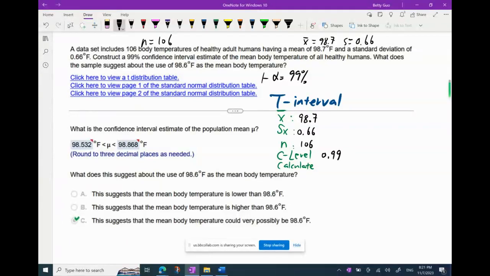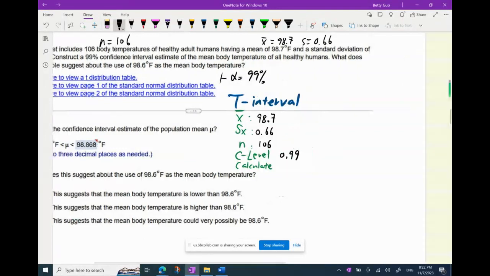Okay, let me enter those on my calculator. 98.7, 0.66, 106, 0.99. Calculate. All right, remember, only enter one time. On my calculator, if you double click and it disappears, I have to find it, like go to the stats and test again. Yeah, only enter once. I have this result, okay?